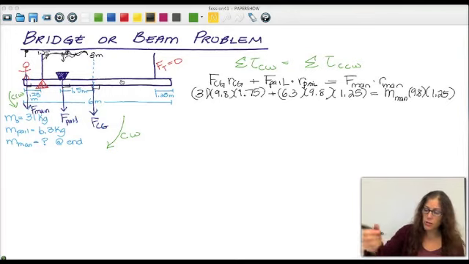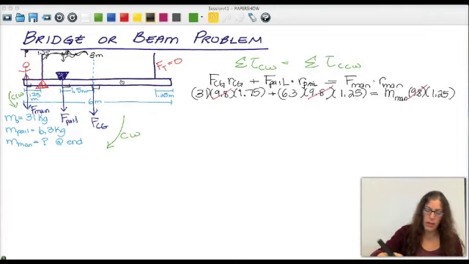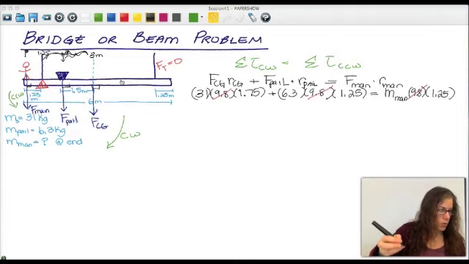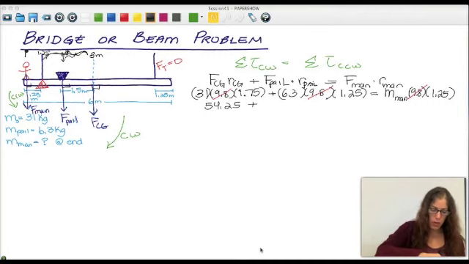So now you can do the math out. You can see g is in all of these, so you can cancel those out if you like, and then do the math from this point. So let's do the math. 31 times 1.75 is 54.25, and 6.3 times 1.25.